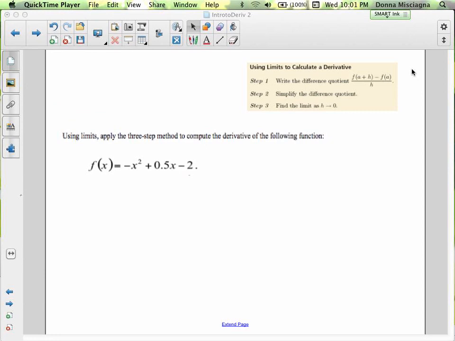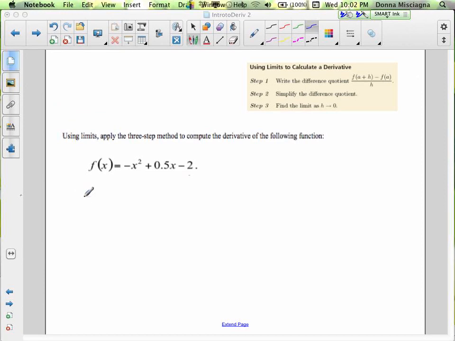Right, welcome back. All right, so using limits, we're going to apply the three-step method to compute the derivative of the function. We're going to write it as a difference quotient, and we're going to simplify and take the limit as h approaches 0. Now we can do all three steps in one if we write our steps correctly.